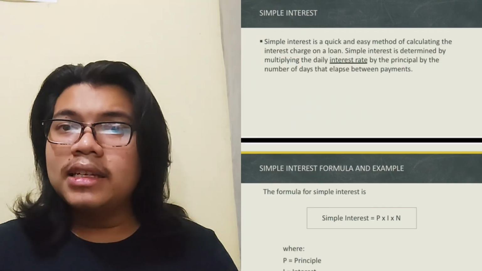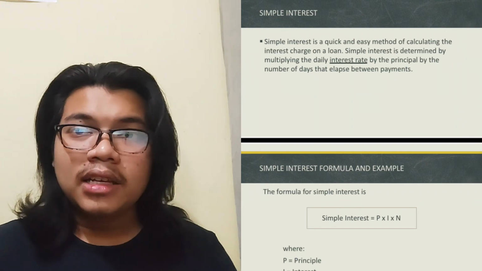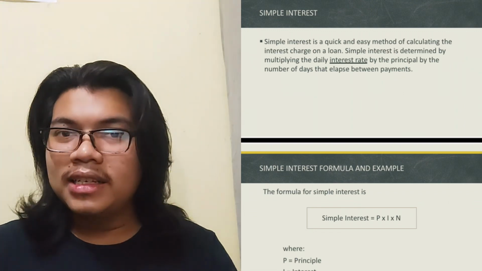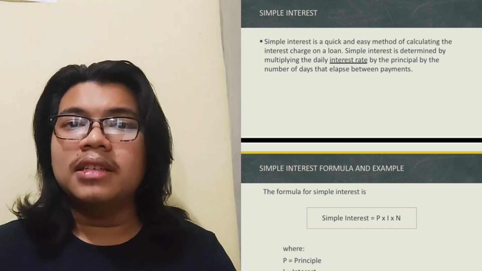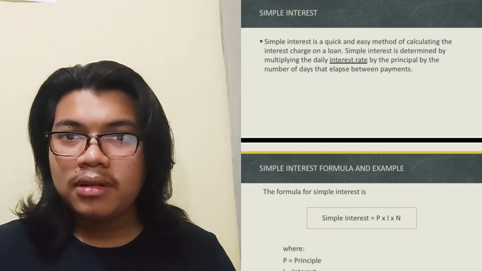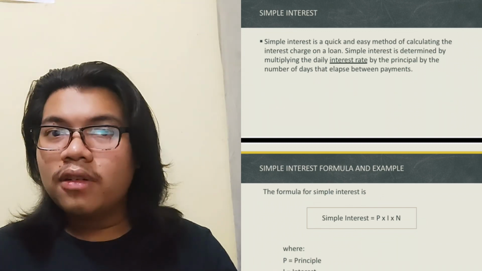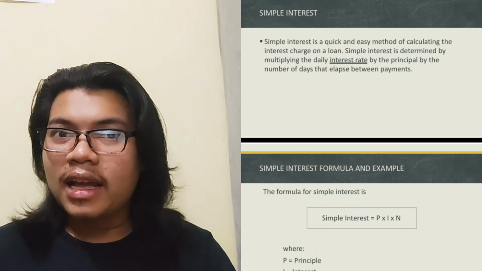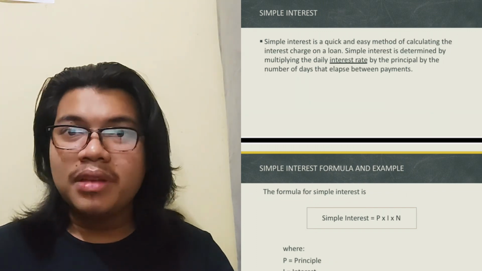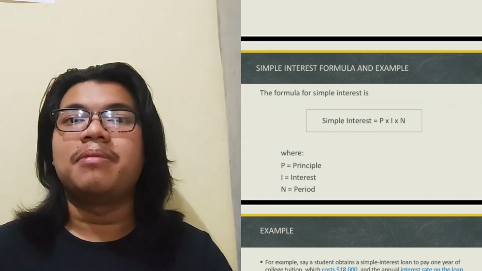Simple interest is a quick and easy method of calculating the interest charged on a loan. Simple interest can be calculated by multiplying the daily interest rate by the number of days that elapse between payments. The formula for simple interest is P times I times N, where P is the principal, I is the interest rate, and N is the period.